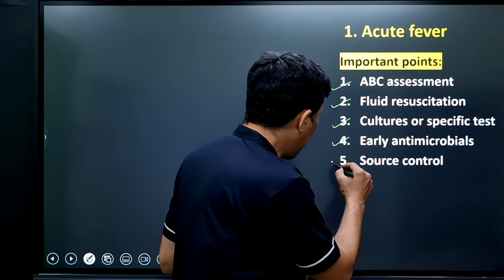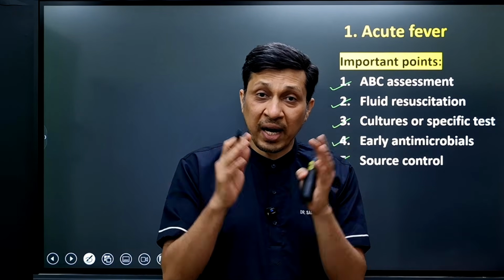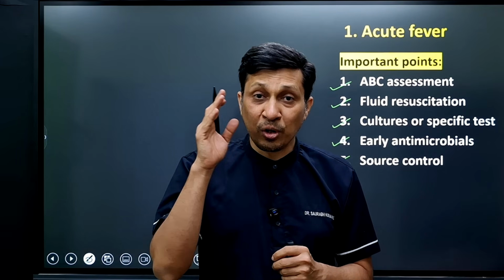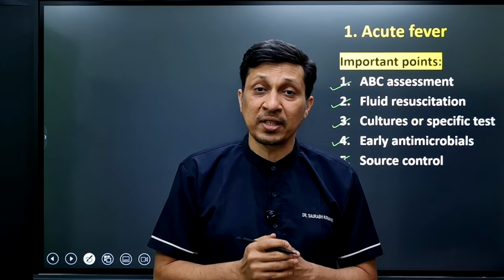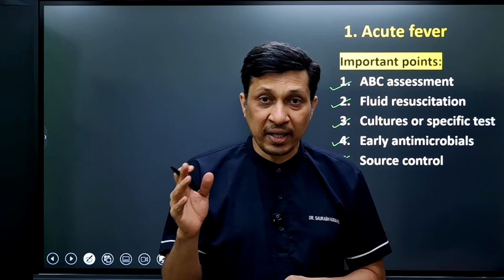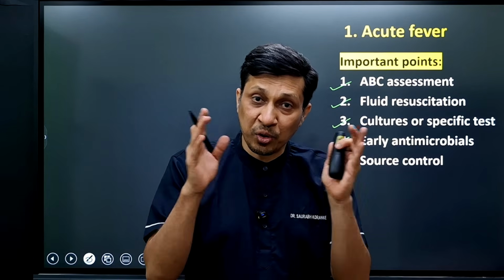And the fifth important point is source control. Sometimes only giving antimicrobials will not be useful, but you have to do source control. For example, if the patient has an abscess, then you have to drain it. So these are the important points in the management of acute fever.